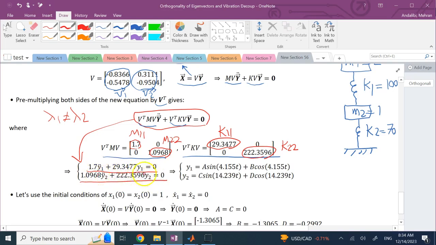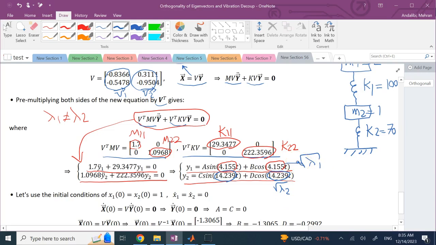Two decoupled ODEs. The first one is all about y1, the second one is all about y2. So I can simply solve them individually, the same way I showed you, with two constants, a and b, c and d. The first one only has the first frequency, omega 1. The second one has only omega 2, or square root of lambda 1 and the square root of lambda 2, right? This one.